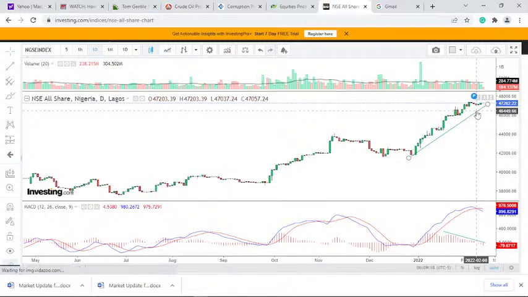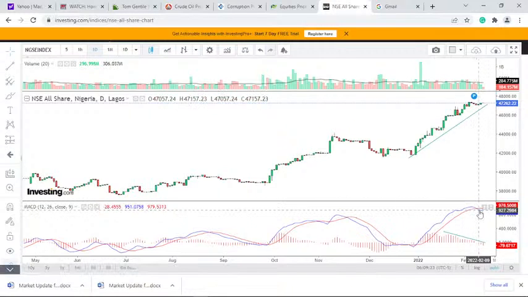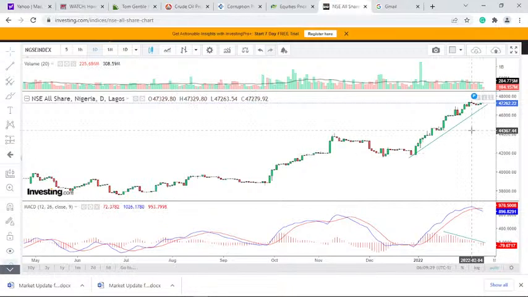And to make it clearer, if you look at this green line and blue line, you see that the blue line has crossed the red one from above, and this is a bearish sign in the market. That tells you that we have to be very careful. Even as we are seeing impressive earnings, don't be carried away.